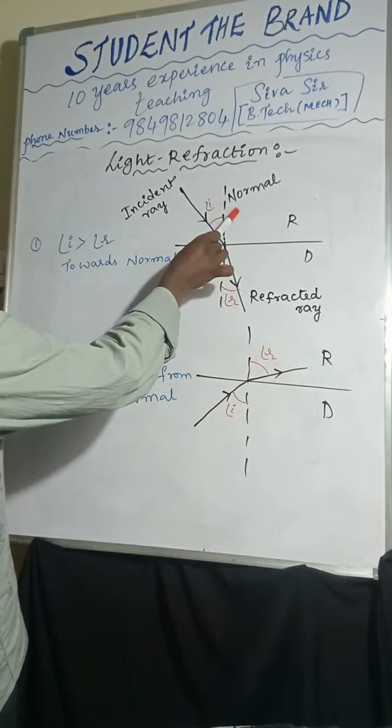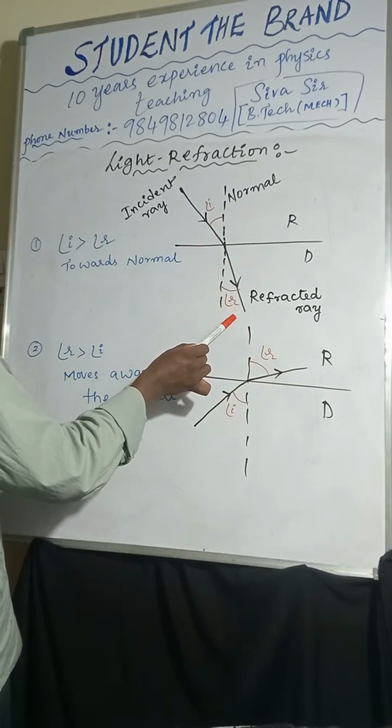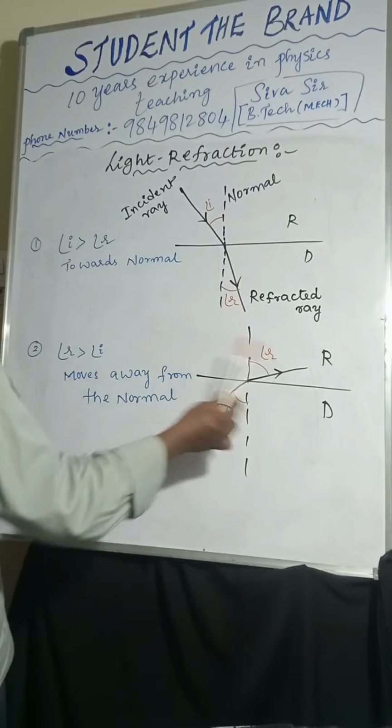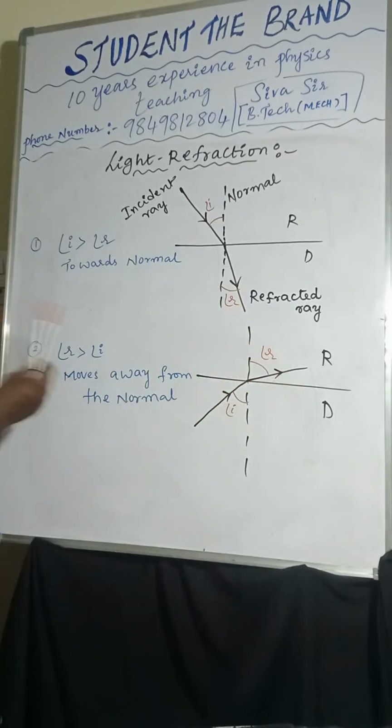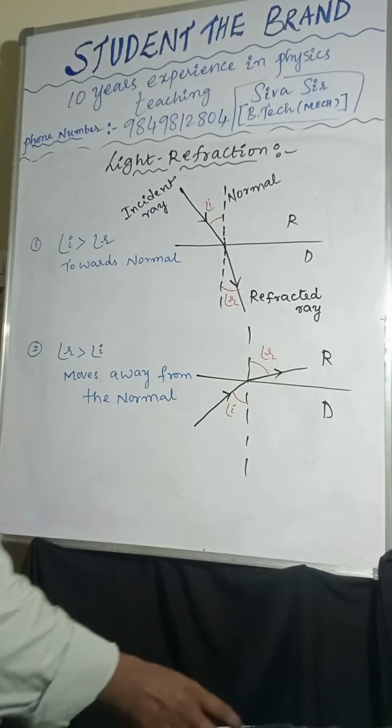If it is passing from rarer to denser, it moves towards the normal. If it is moving from denser to rarer, it moves away from the normal line. Okay, so this is about refraction. So then we can go to one more.